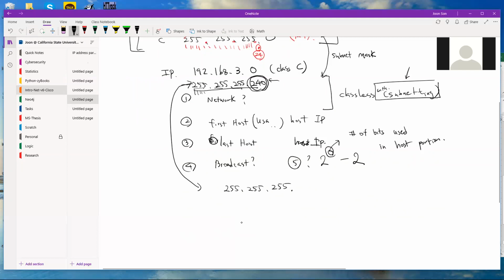255.255.255, right? I don't have to really convert this into binary form, just like I told you. It's so obvious, right? It's all ones. And then 240, right? When you convert 240 into the binary form, of course, we learn how to convert this decimal number into the binary number, right?